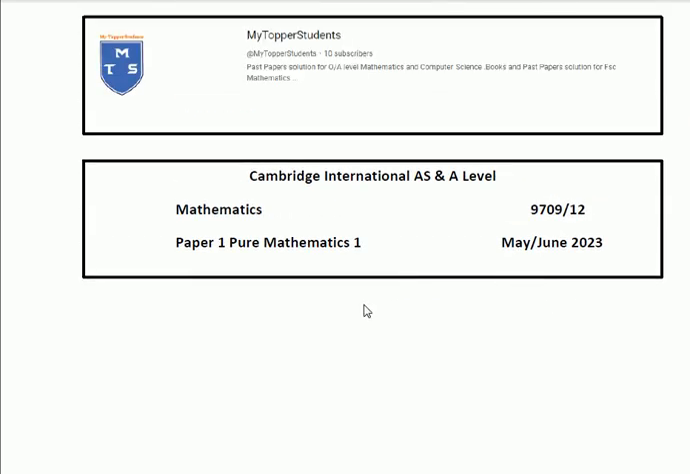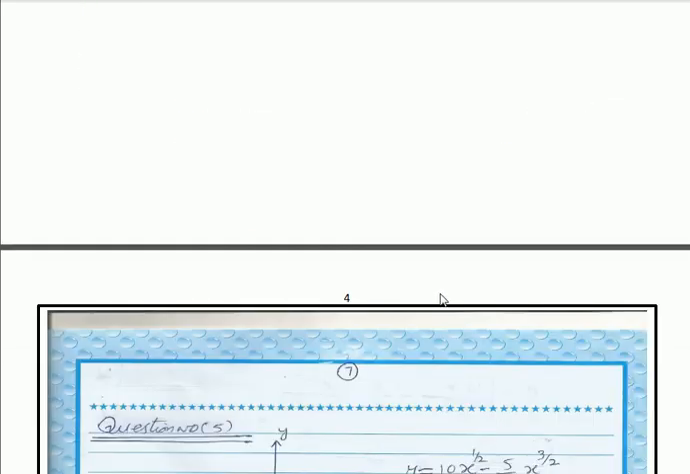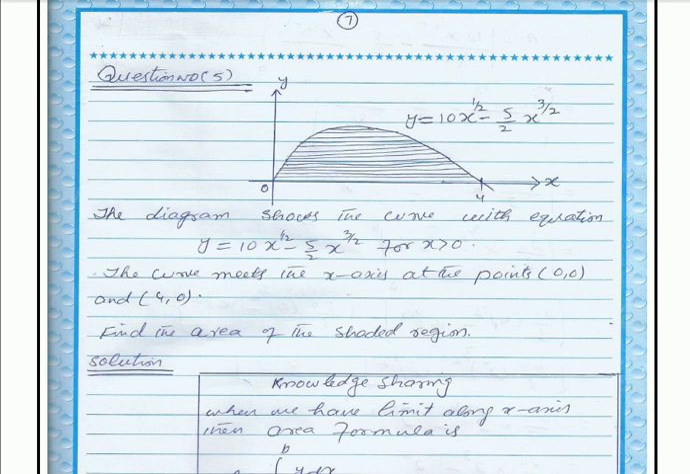In paper 1, pure mathematics, session June 2023, question number 5 is: The diagram shows the curve with equation y equals 10x^(1/2) minus (5/2)x^(3/2) for x greater than 0. The curve meets the x-axis at the points (0, 0) and (4, 0). Find the area of the shaded region.